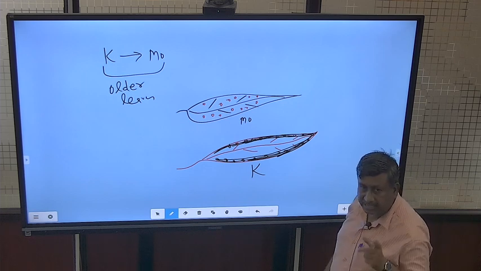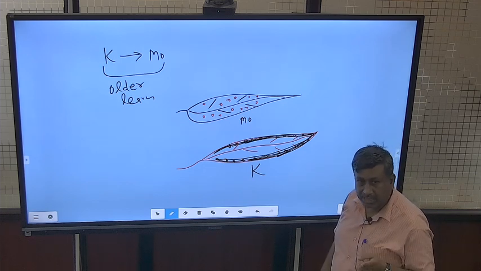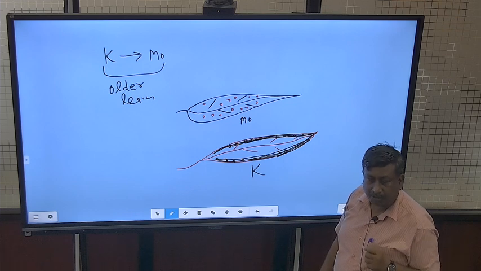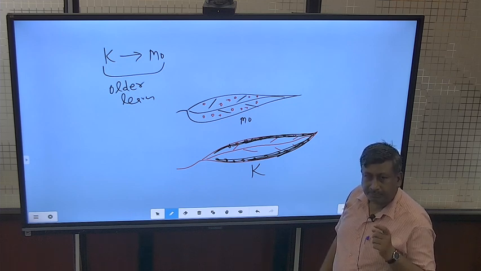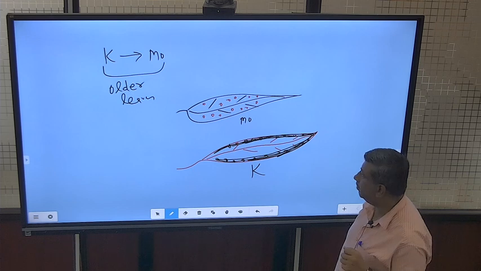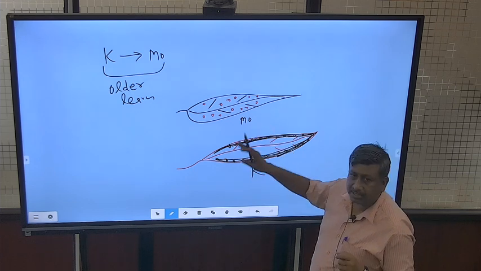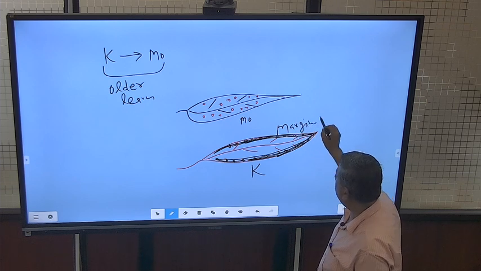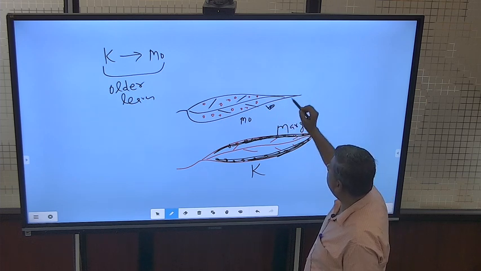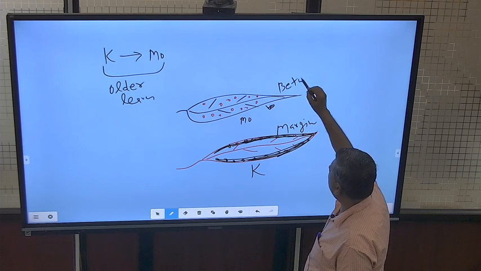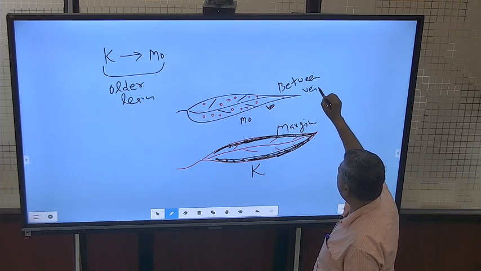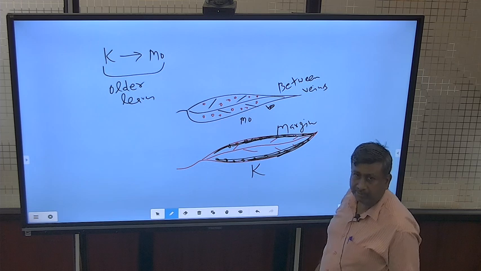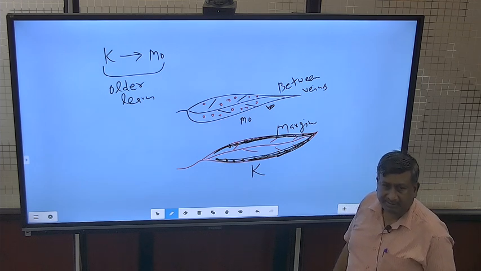So, what is the major difference? The major difference is the location of necrotic spots. Both occur in lower, older leaves, but in case of molybdenum the spots are between the veins, and here in potassium they are on the margins. So, this is the major difference between potassium and molybdenum deficiency symptoms.